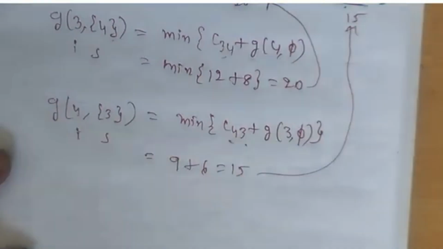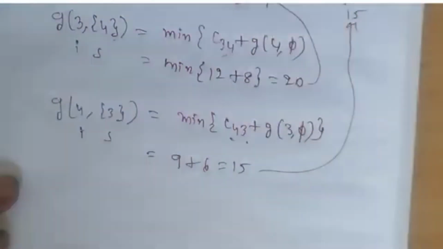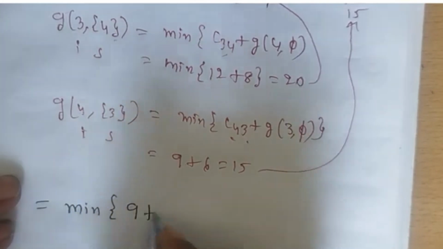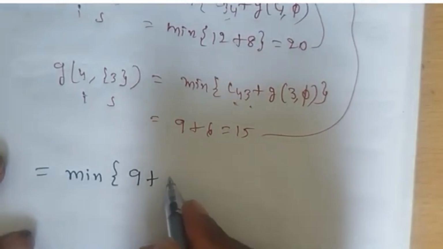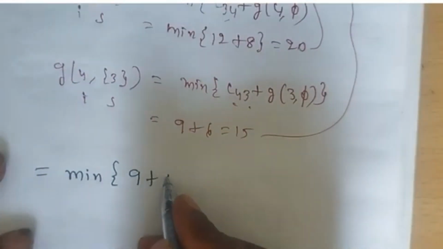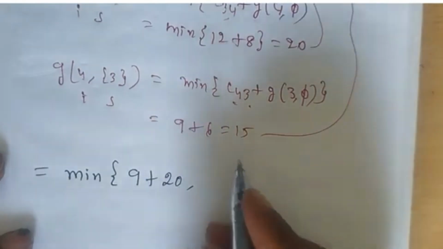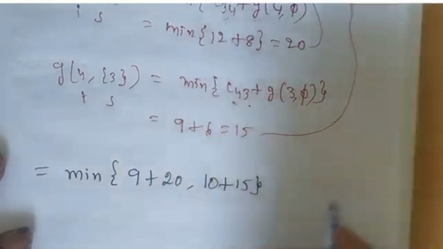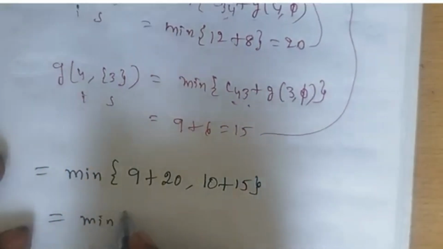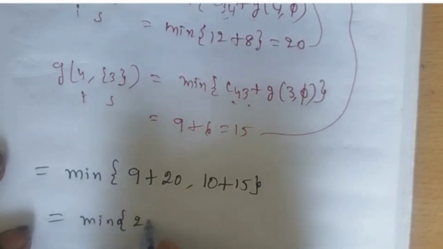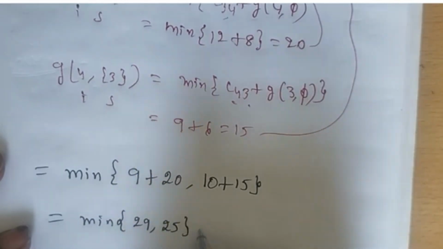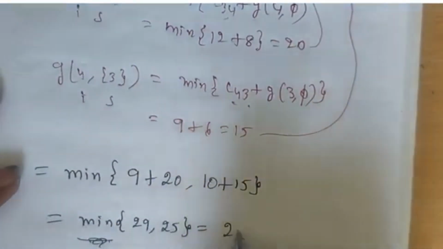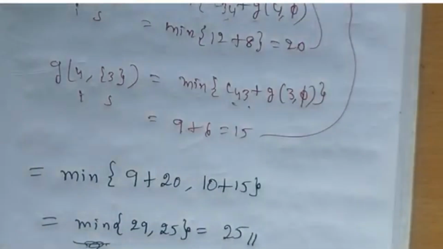Now again this equation, what are the values here? Minimum of 9 plus G of 2 value, what is the value? 20, comma, and what about this side? 10 plus 15. Okay, I have to find out this one. Minimum of, what is the value? 9 plus 20 is 29, comma 25. And here what is the minimum cost? The minimum of 29 and 25, the minimum value is 25. So the first part value is 25.